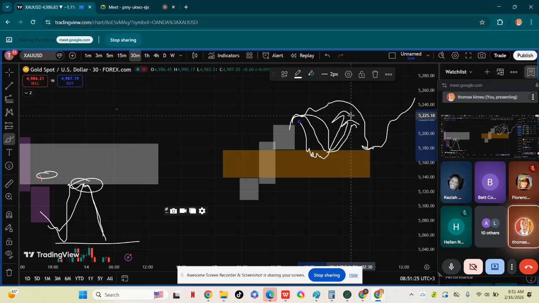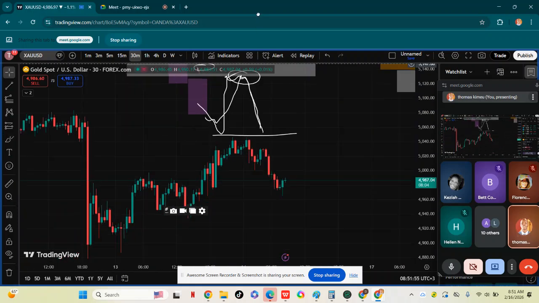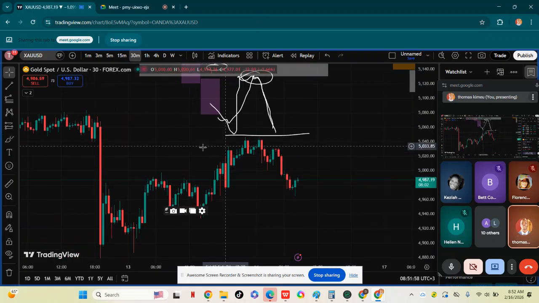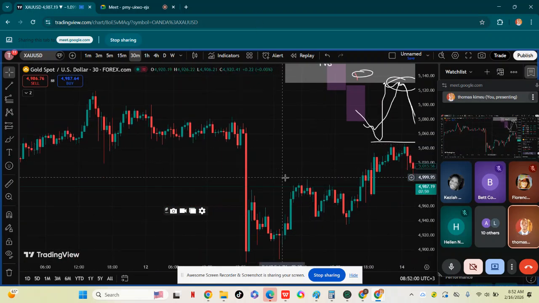Now let me show you examples. Let me show you examples of what I mean. So let's see what I mean by the fair value gaps. Let's see an example.